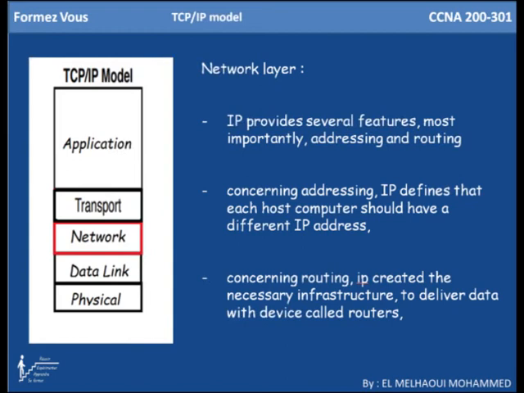Concerning addressing, IP defines that each host computer should have a different IP address. Like houses, each house must have a unique address. Concerning routing, IP created the necessary infrastructure to deliver data with devices called routers.